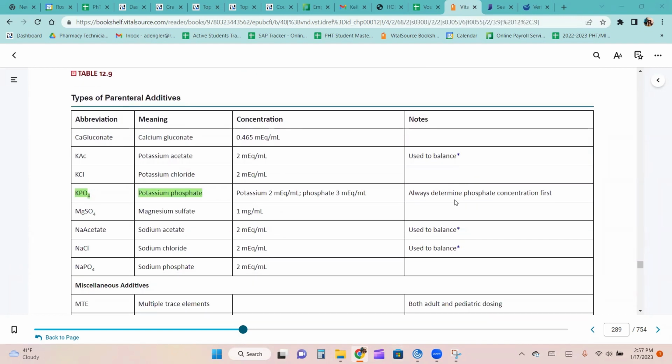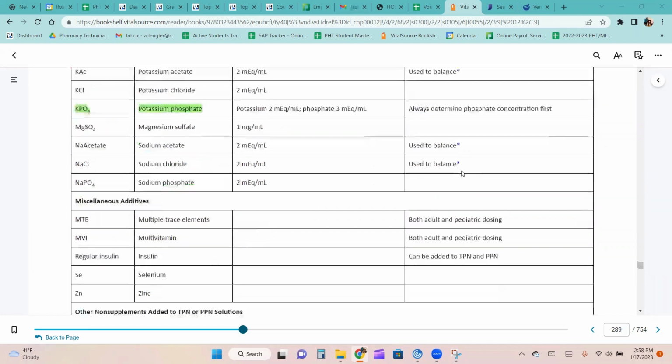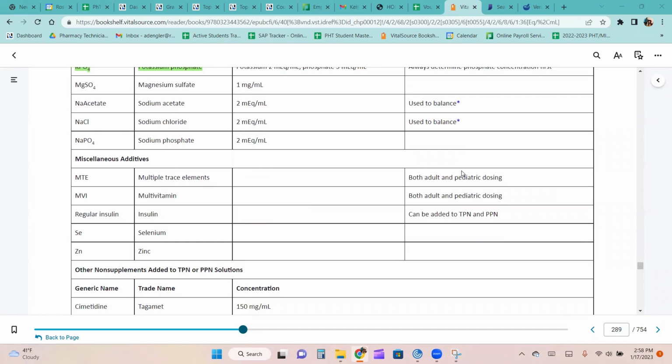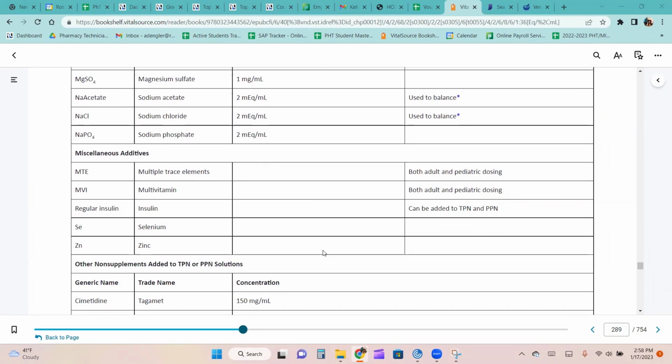Table 12.9 shows types of parenteral additives. So we have the abbreviation and the meaning. So these are the electrolytes: calcium gluconate, potassium acetate, potassium chloride, potassium phosphate, magnesium sulfate, sodium acetate, sodium chloride, and sodium phosphate. Then we have multiple trace elements, multivitamins, insulin, selenium, and zinc.